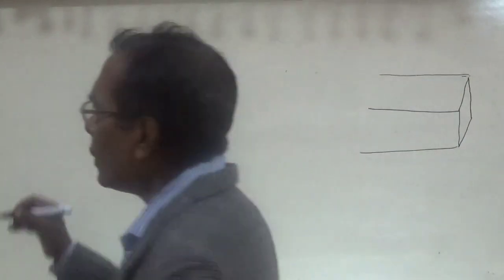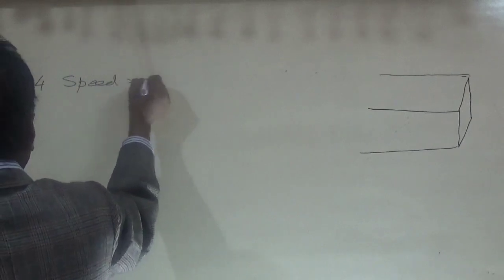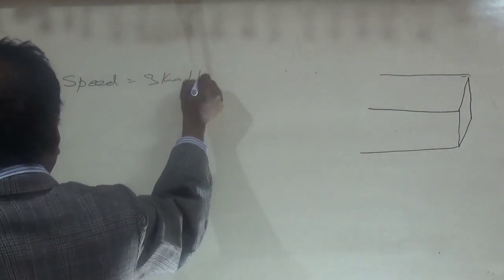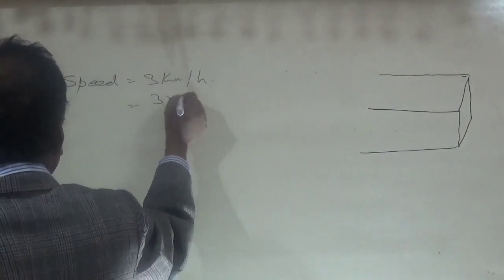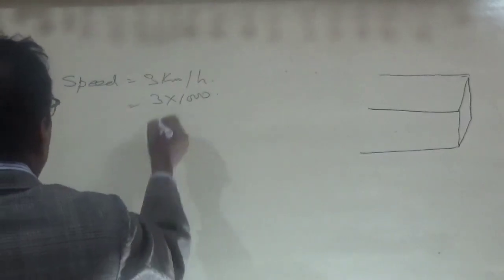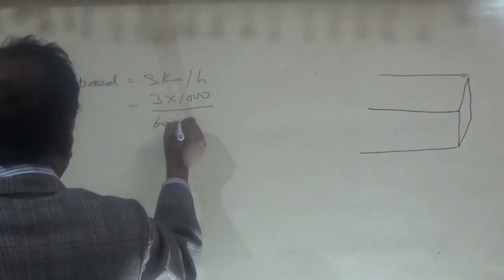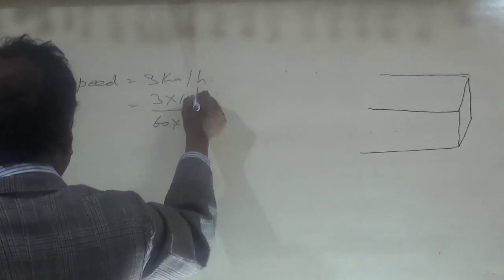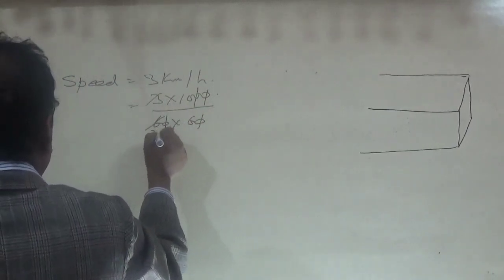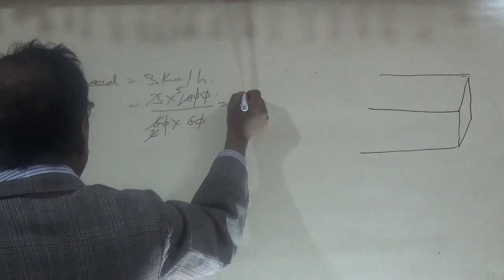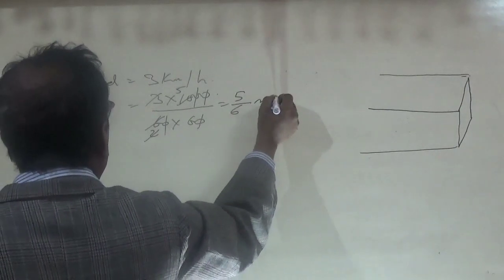Now the speed of the water is given as 3 kilometers per hour. First of all, change the unit. 3 kilometers per hour is not comfortable enough. So question number 14. Speed is equal to 3 kilometers per hour. Let me change this first: kilometers into meters, and 1 hour means 60 into 60 seconds. Zeros get cancelled, 3 2s are 6, 2 5s are 10, which is equal to 5 by 6 meter per second.